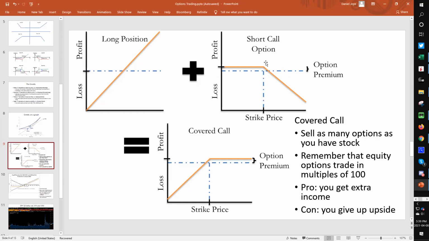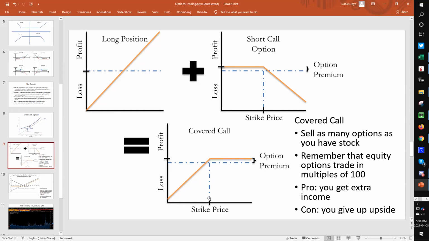I bought SPY at 350. I take the strike price, call it at roughly 350 again. If it goes above 350, I stop making money, right? Because I've sold the 350 call, I'm not really losing money. I'm just making the option premium. I'm not making any more on my shares. So that's what this looks like, right? It's the combination of that graph and that graph goes into that graph.